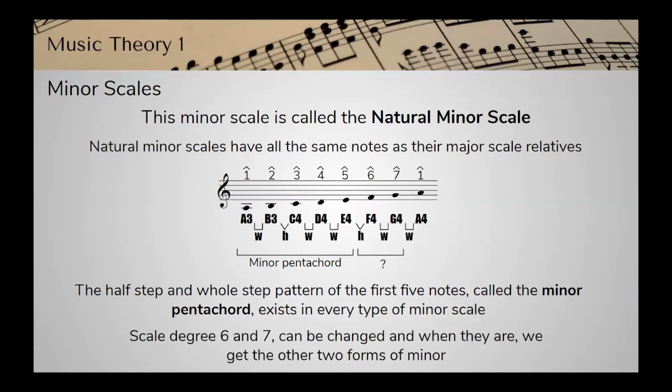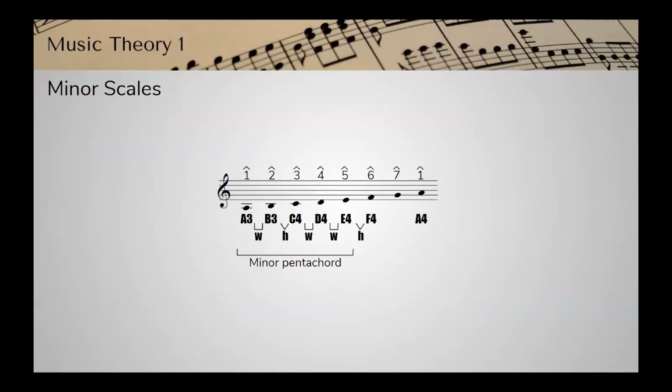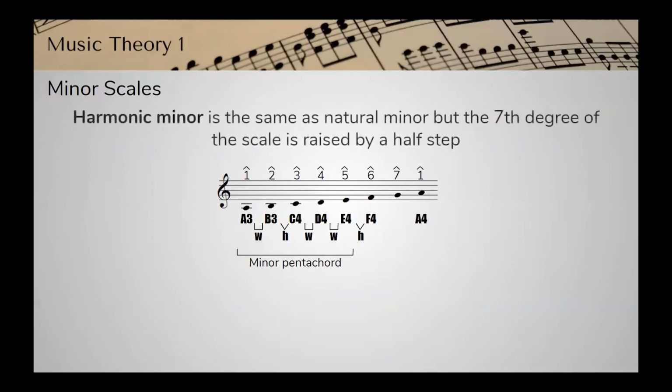And scale degrees 6 and 7 can be changed, and when they are, we get the other 2 forms of minor. So if they are like they are written here, it's a natural minor scale because it has all the same notes as major. But when we change either 6 or 7, we get the other forms of minor. So here is that minor pentachord again. And we're going to start changing this by creating what's called a harmonic minor scale.